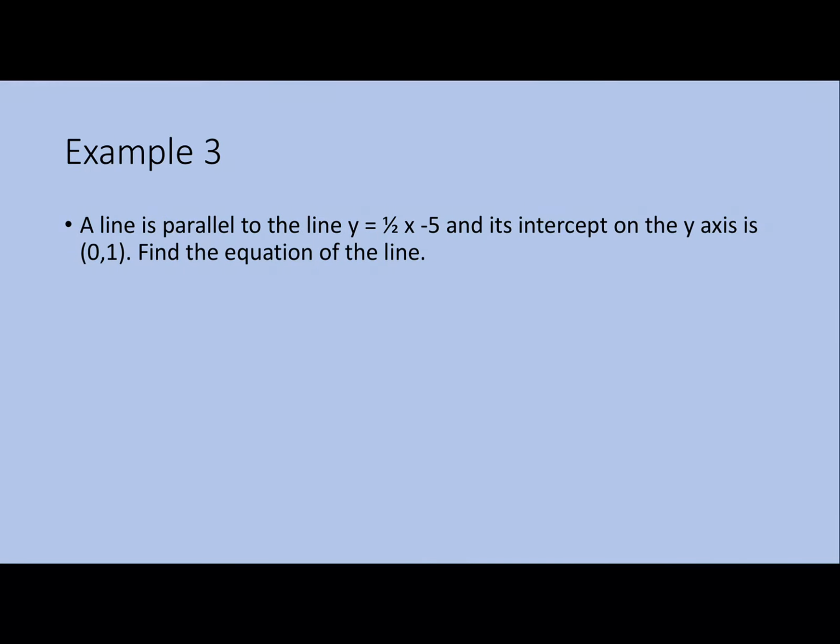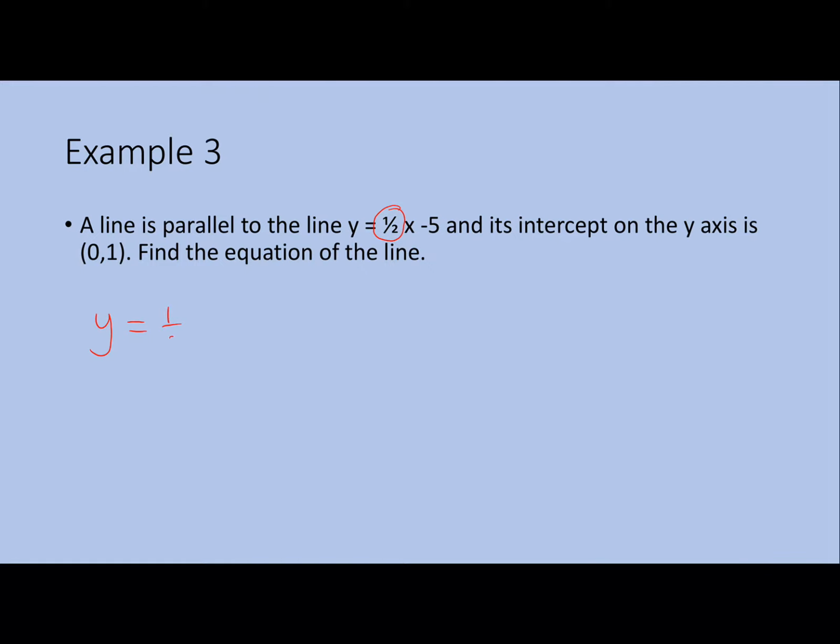Okay, let's look at example 3. A line is parallel to the line y equals a half x minus 5, and its intercept on the y-axis is 0, 1. Find the equation of the line. Well, first of all, we need to know its gradient, and we can get that from the fact that our line is parallel to the line y equals a half x minus 5. So parallel means that they will have the same gradient. Okay, so our new line is going to have a gradient of a half as well.